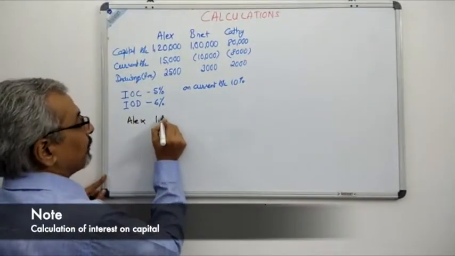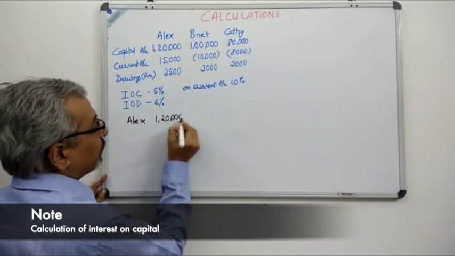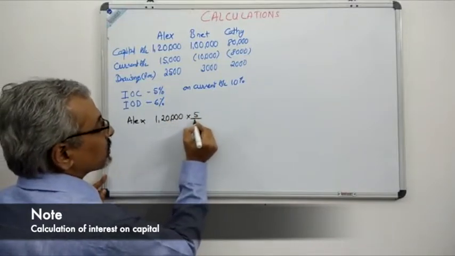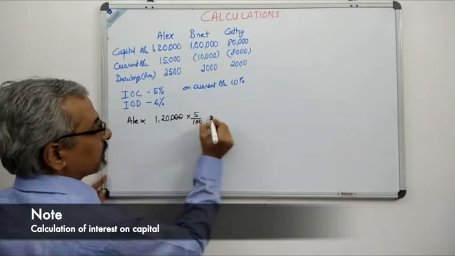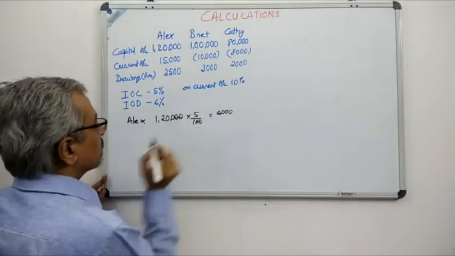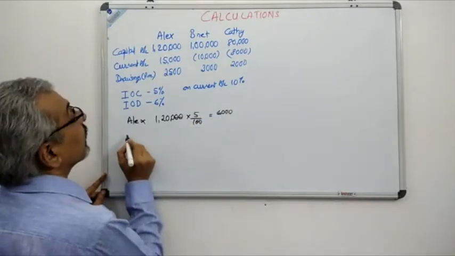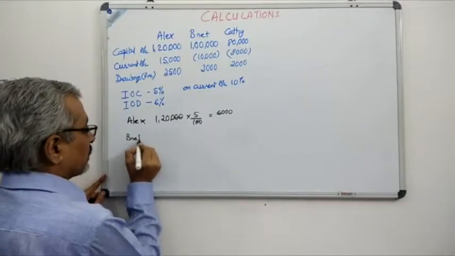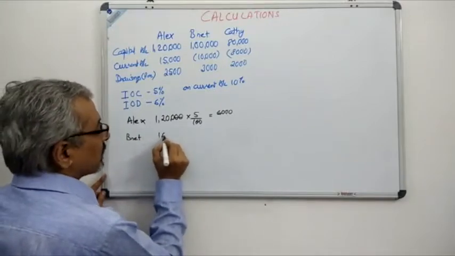See how much is the capital, 1,20,000. This is a mental calculation, need not be done. It will be obviously 6,000, but still I'm showing it to you. 6,000. After Alex, we have Brett. The capital of Brett is 1 lakh.